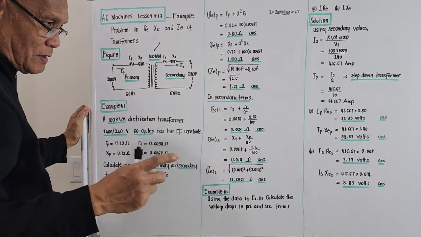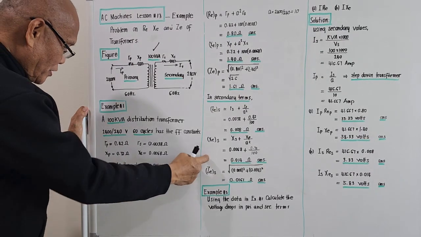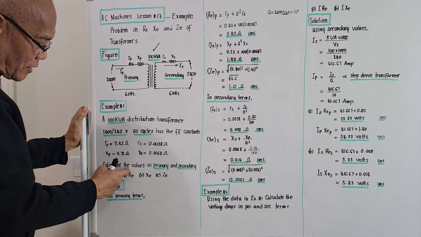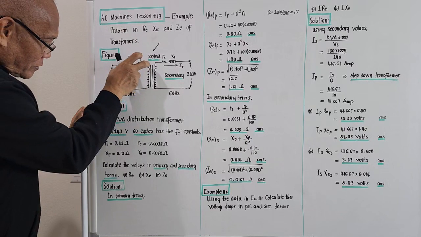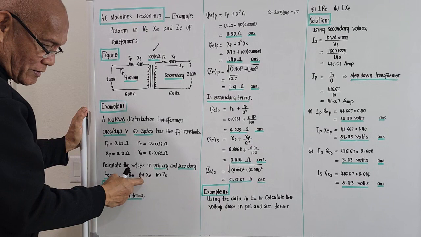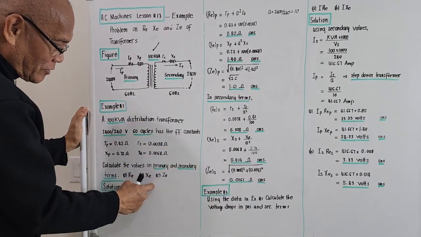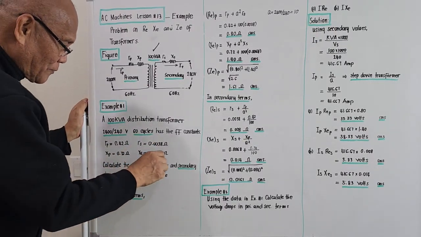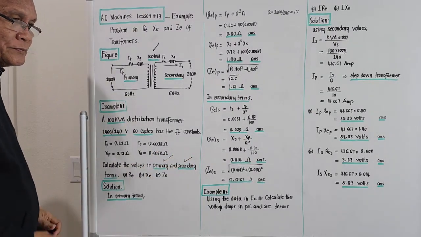The problem has a question: calculate the values in primary and secondary terms. What is being asked is a capital letter R with the subscript E, meaning the equivalent resistance of both these parameters here, and the equivalent reactance, and the last requirement is the equivalent impedance. The given condition, we must bring out our solution using the primary terms and using the secondary terms.